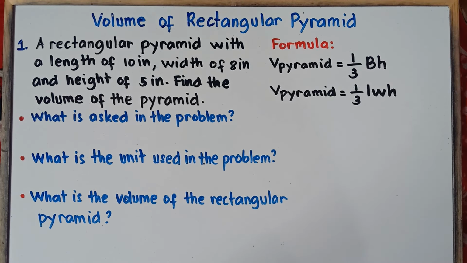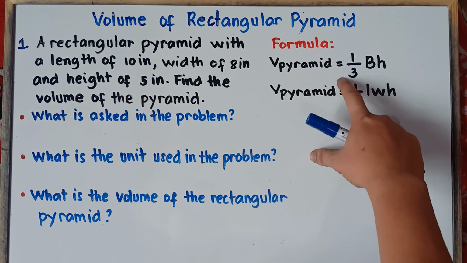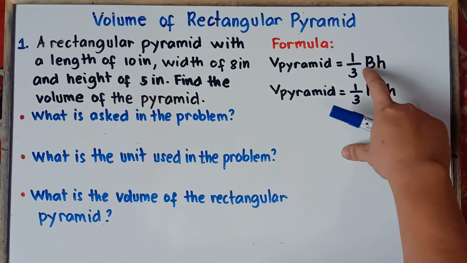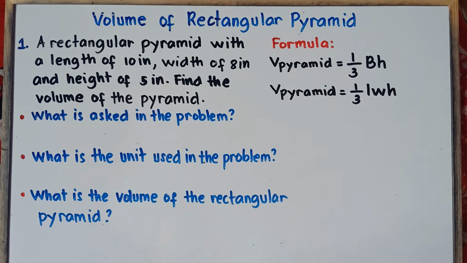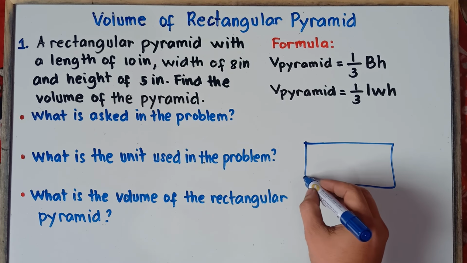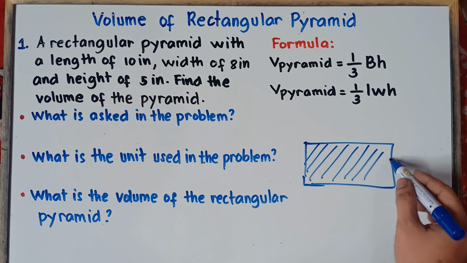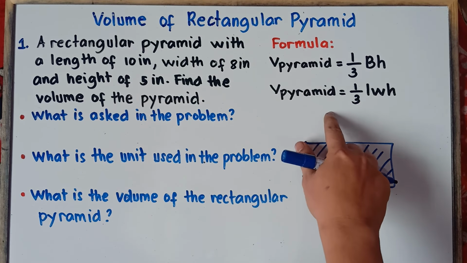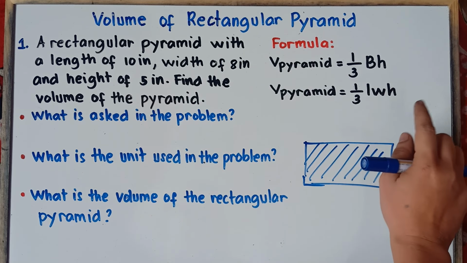The formula in finding the volume of the pyramid is: volume equals 1/3 multiplied by the area of the base times the height. Once again, class, capital B stands for the area of the base. We know that the base of a rectangular pyramid is a rectangle. The second formula is: volume equals 1/3 times the length times the width times the height.